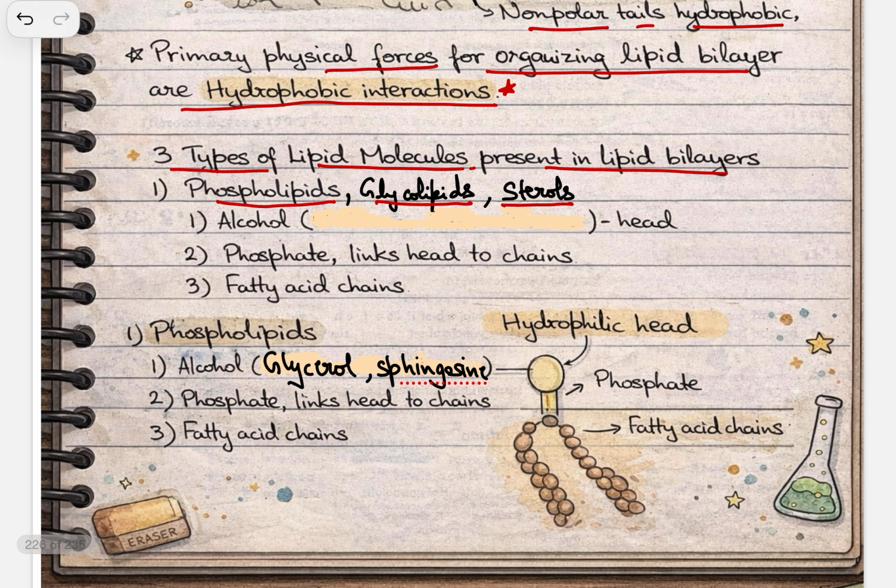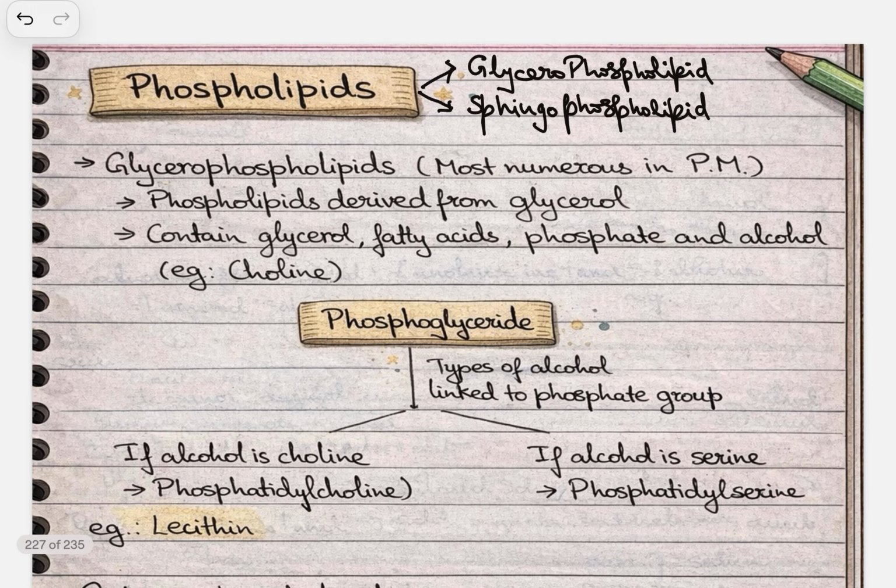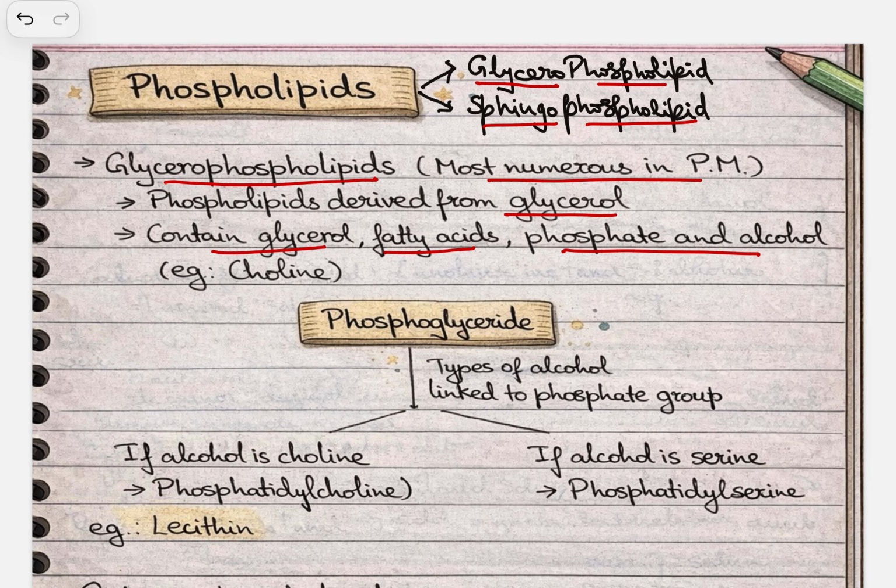So let's talk about phospholipids. There are two types of phospholipids: glycerophospholipids and sphingophospholipids. So glycerophospholipids are most numerous in plasma membrane. They are derived from glycerol, and contain glycerol, fatty acid, phosphate and alcohol, for example choline.